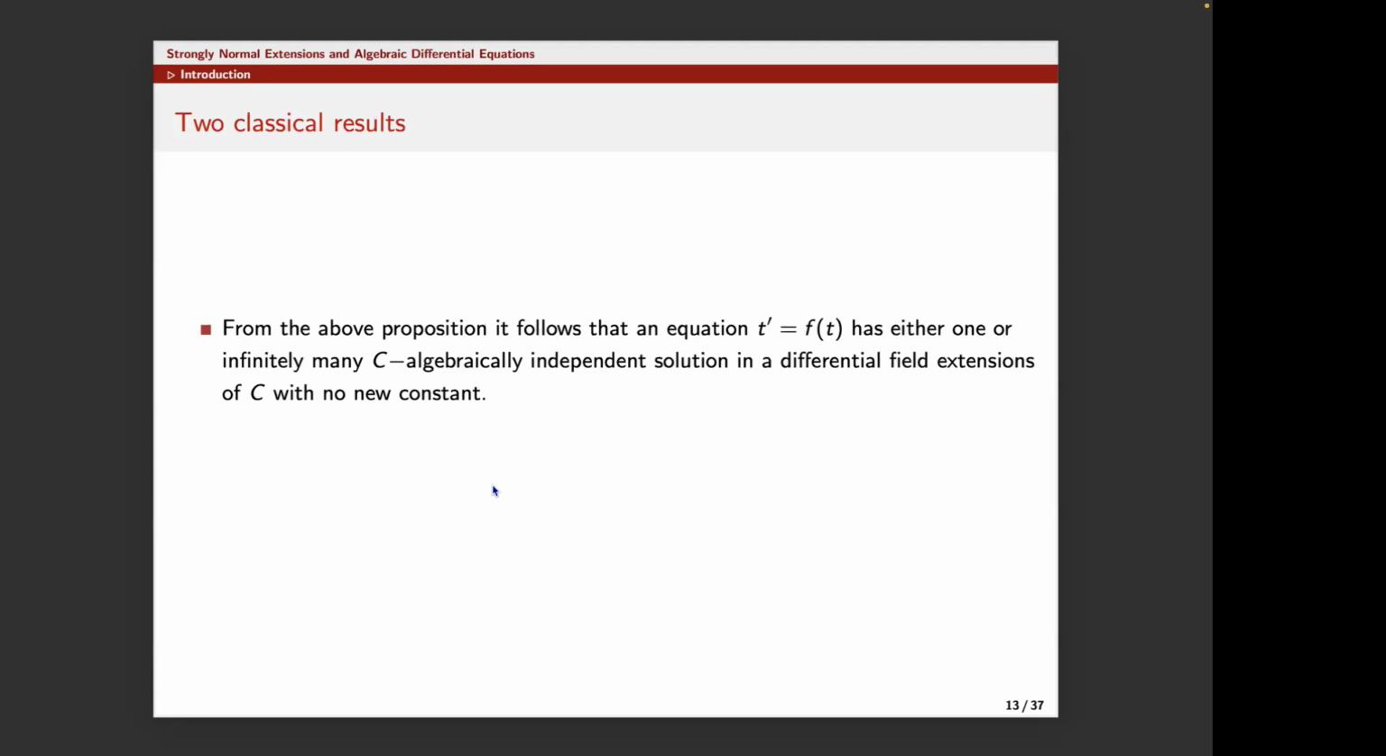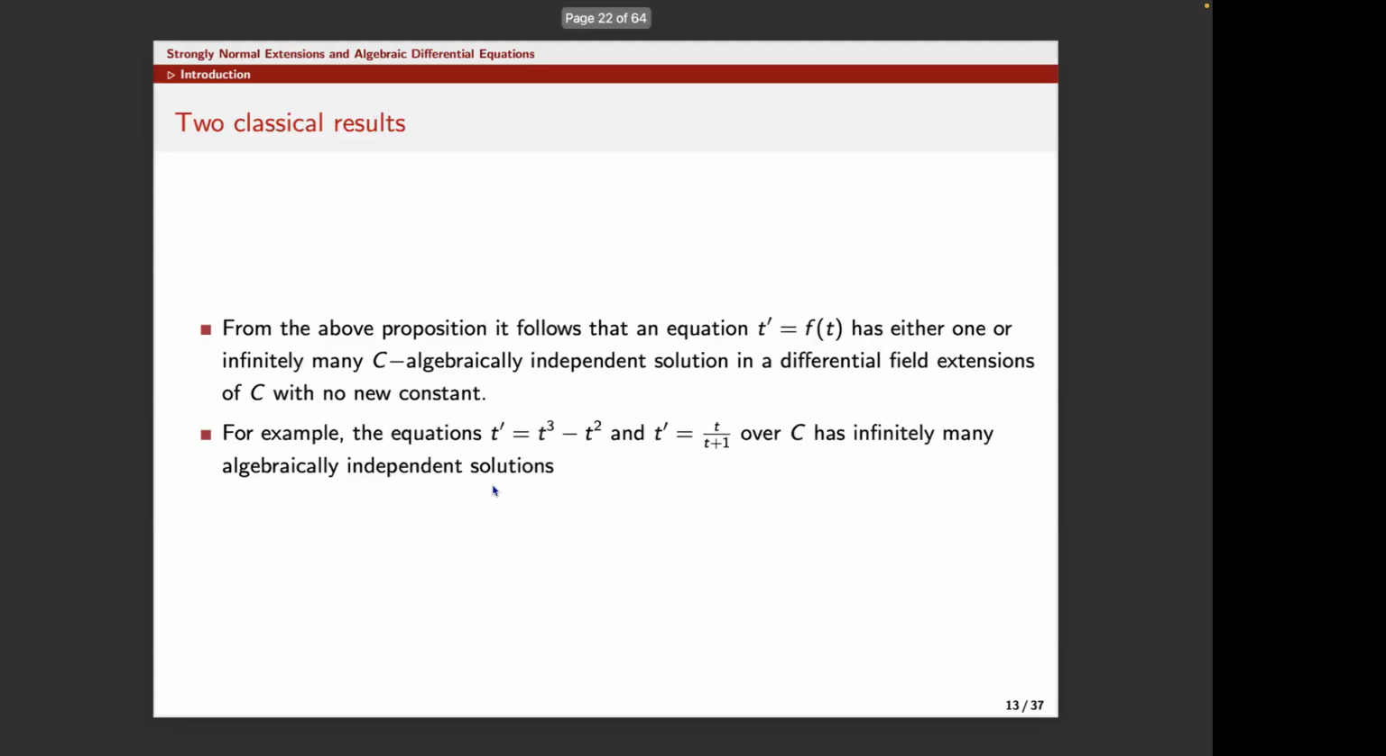It's basically, if you consider this differential field C(t) and you define T to be an indeterminate and then define the derivative of T to be f(t), then it will be a solution. And if you continue doing the same process, you will get a differential field with as many algebraically independent solutions as you want. So for example, these two equations, t' = t^3 - t^2 and t' = t/(t+1), have infinitely many algebraically independent solutions.